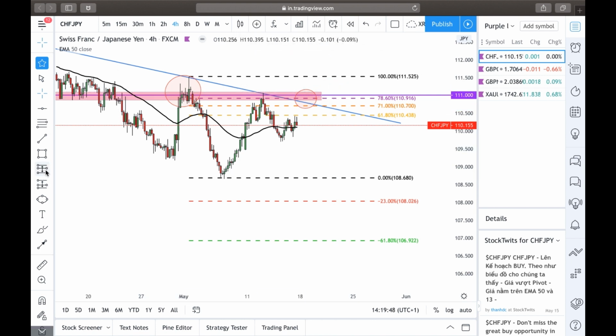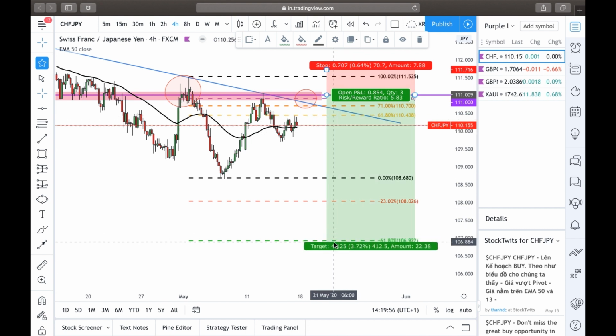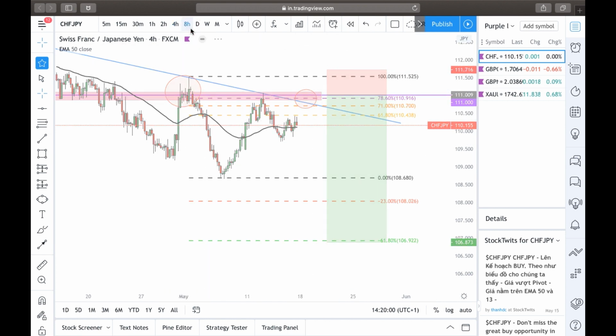So our probability of this working in our favor is like 85%. Whereas if it's just support and resistance, it's 50-50. So it's all about probability. This is not gambling. It's not guessing. We're using the market. We're reading it like a book.